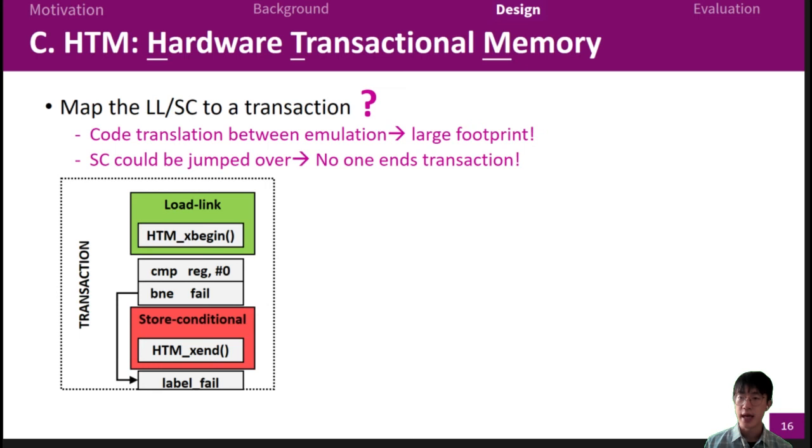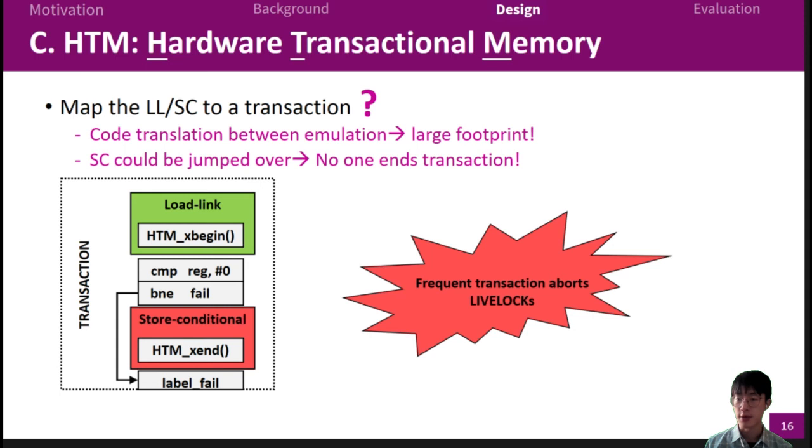Another problem is that SC could be jumped over, so no one calls the transaction end function to stop the transaction. To be specific, some LLSC contains a compare and jump semantic in the middle. It compares the load link value with 0, and if not 0, it calls a branch-if-not-equal instruction to jump over the SC. So no one will call the HTM end function to end the transaction, and the transaction will last forever until it triggers an abort, and then it rolls back to the very beginning of load link. And it may repeat the same procedure again. These two problems could lead to frequent transaction aborts and sometimes live locks.